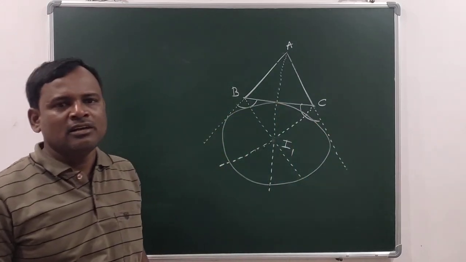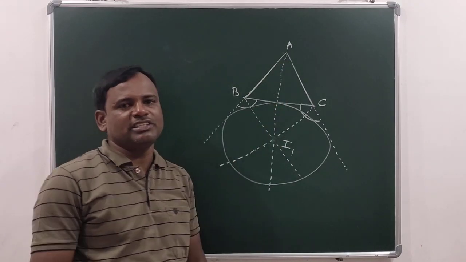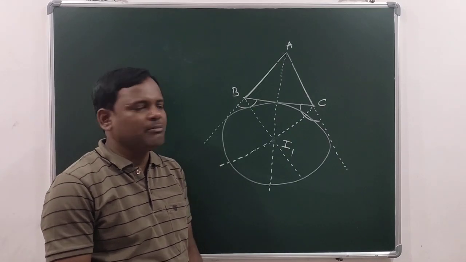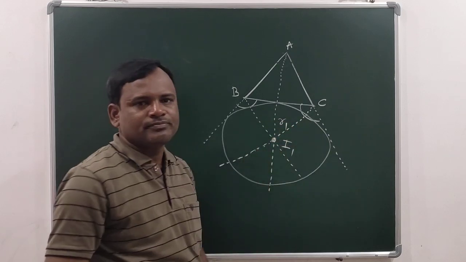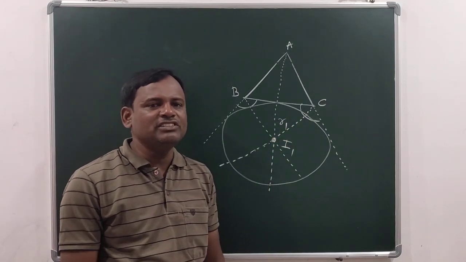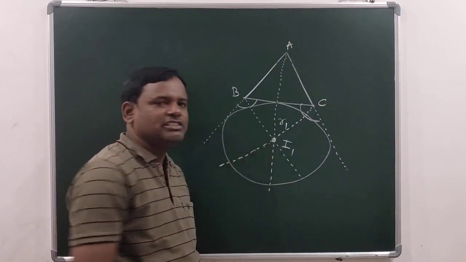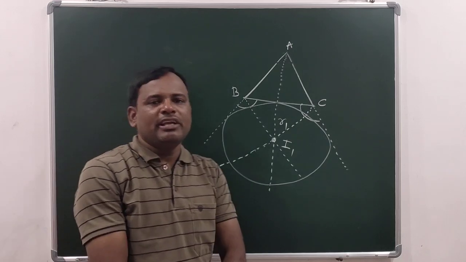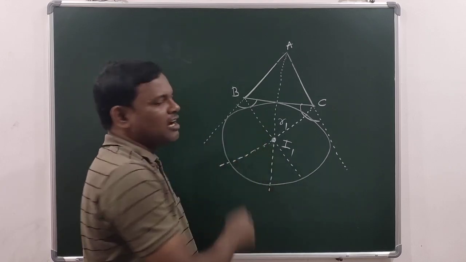This is called an X-circle which is formed opposite to vertex A. Now let us name its radius R1. R1 represents what here? Radius of the X-circle which is formed opposite to vertex A and whose center is denoted by I1. Right. Now here I would like to derive a formula for this R1.